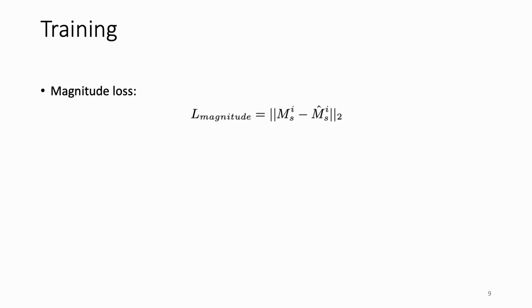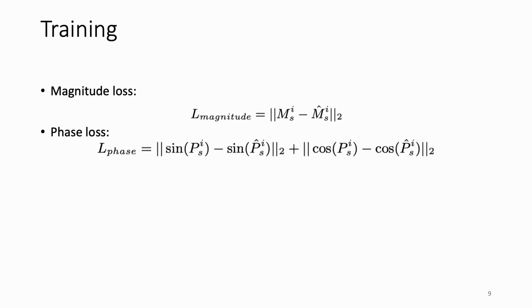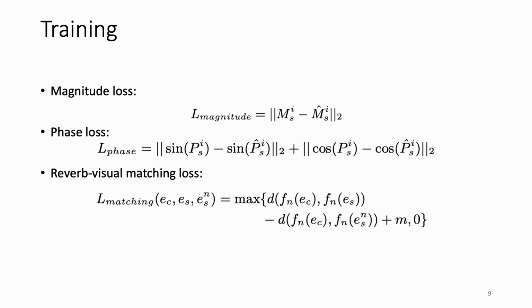During training, we first minimize the loss on the magnitude spectrum with the L2 loss. To address the issue of phase wraparound, we map the phase angle to rectangular coordinates and then compute MSE for the phase. Lastly, we propose a novel reverb visual matching loss to enforce the consistency between visual acoustic information and the reverberation in the audio, for which we use the triplet loss, where the anchor is the visual, the positive is the audio feature of the same sample, and the negative is the audio feature from a different sample.